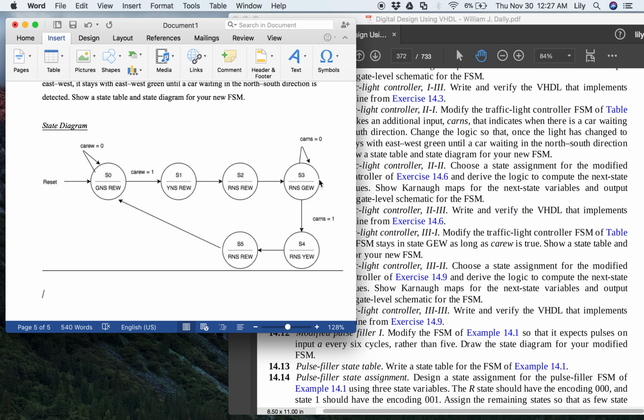And it'll loop in state 3 as long as there's no cars detected in the north-south direction. As soon as a car is detected, it'll go from state 3 to state 4. And from there, east-west will now change from green to yellow, and then from yellow to red. And so at state 5, it'll go to state 0, where north-south is now green and east-west is red.